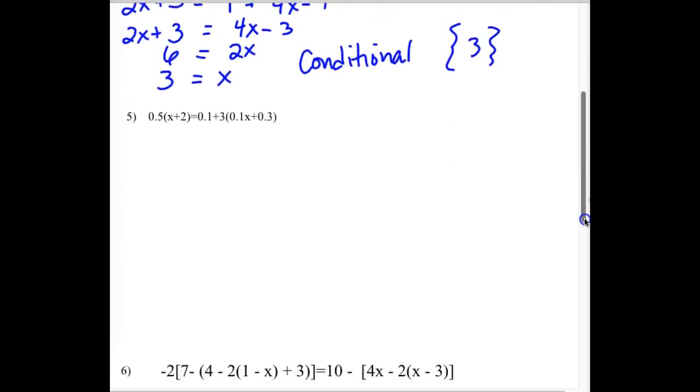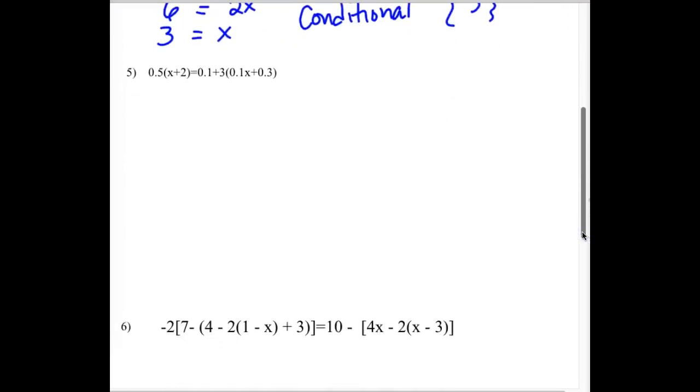All right, our next example has some decimals in it. Don't let that make it more complicated. 0.5 is 1/2. If we take 1/2 times x, we get 1/2 x. If we take 1/2 times 2, we get 1.